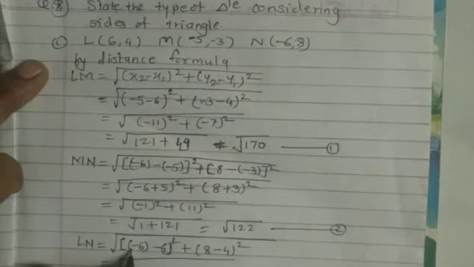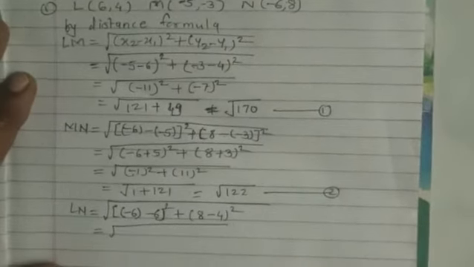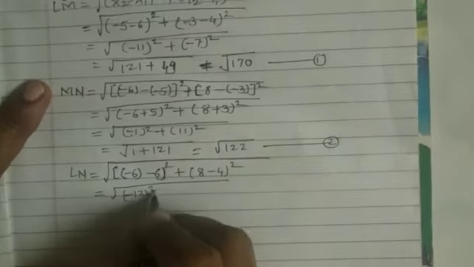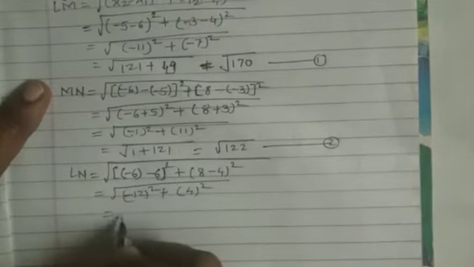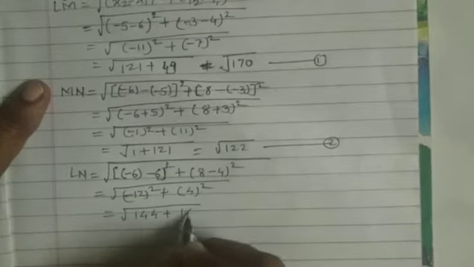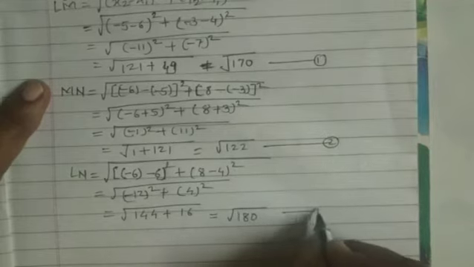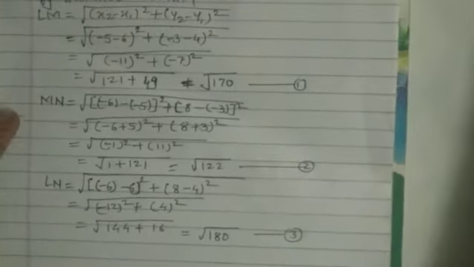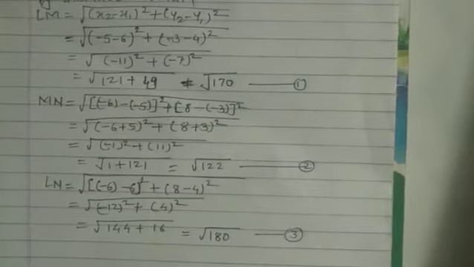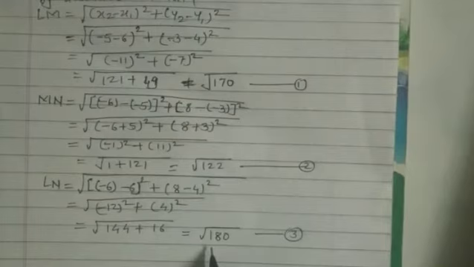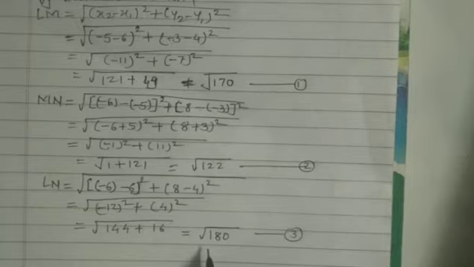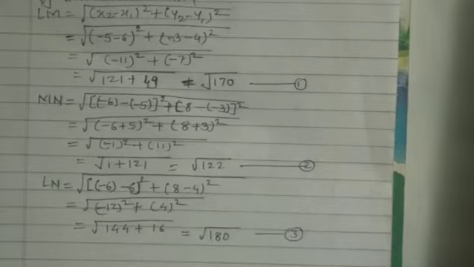By simplifying, -6 - 6 is -12, bracket square, plus 4 bracket square. -12 square means 144, plus 16. The answer is root 180. Now here we have three sides, root 170, root 122 and root 180. Now we have to check whether one of the sides is greater than the sum of the other two sides, then the triangle is formed.